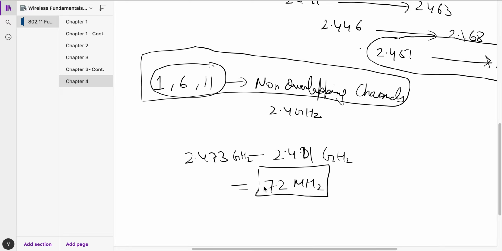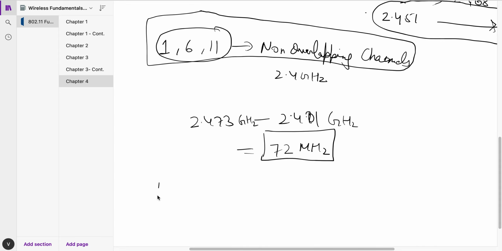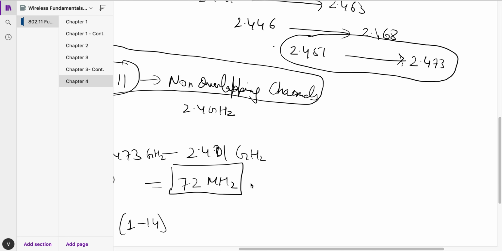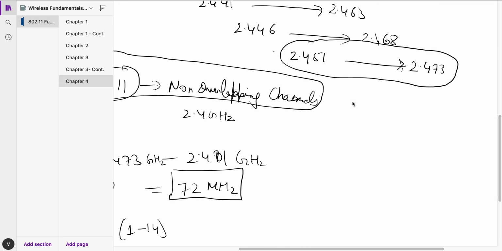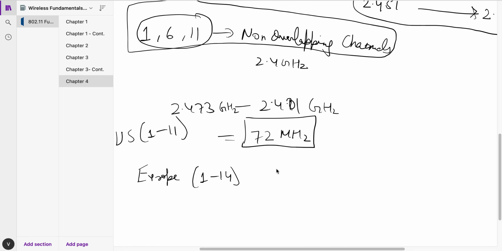This is for United States because in United States we have only 11 channels allowed. In Europe, we have in US we have channel number 1 to 11. In Europe we have channel number 1 to 14. So if you keep adding, next one becomes 2.456 to 2.478. We can go on to channel number 14 as well, but we'll stick to channel number 11 for now.